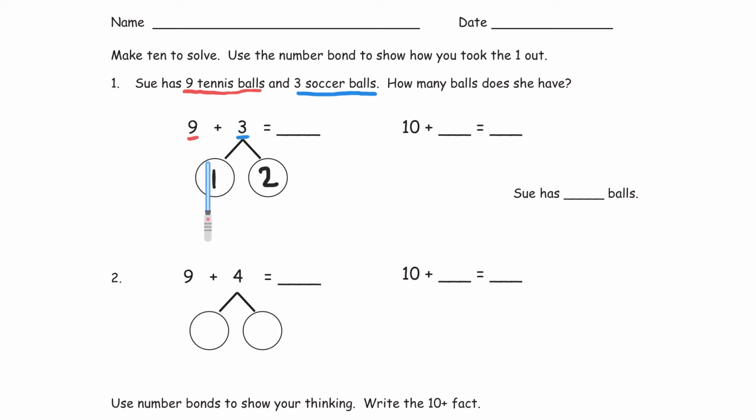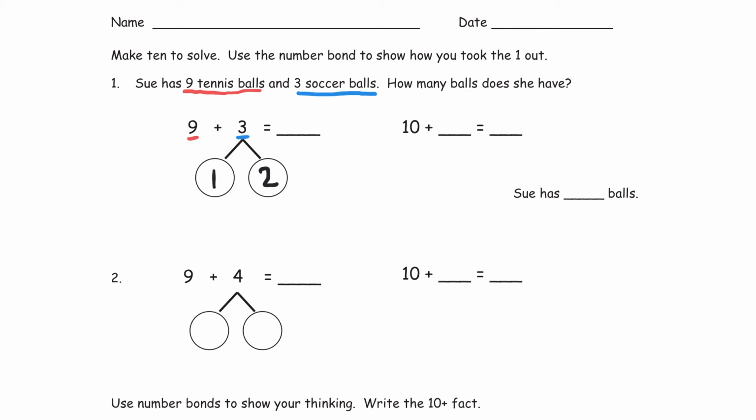So our 9 plus 1 is 10. We took that 1 out of the 3. And if we take 1 out of the 3, that leaves us with 2. So there are 2 parts to our number bond, 1 and 2. That adds up to make 3, but we're going to use those 2 together to make 10. And on this problem, they put the 10 over here. And we're going to put the 2, the number that we have left over, here.